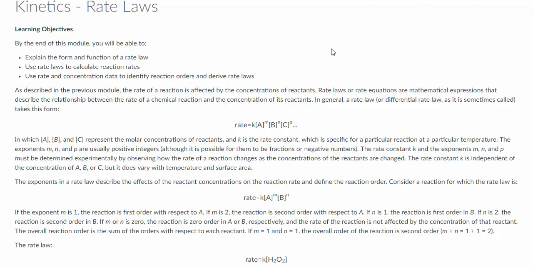We've seen how to calculate an activation energy for a reaction. We've seen how to calculate the reaction rate constant, lowercase k. We're going to take that lowercase k and apply it to what's called a rate law. The rate law is a relationship between the rate of a chemical reaction and the concentration of the reactants.